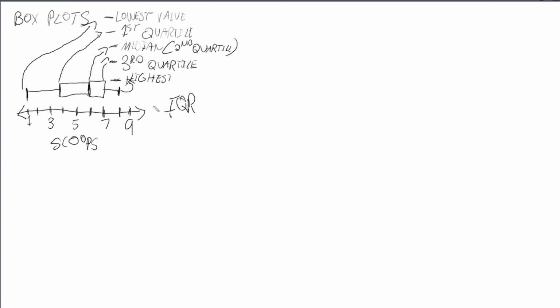And with your interquartile range, you're going to be able to find out what values are outliers. Now, let's go ahead and apply that to this scenario. We're going to have a median of 6. First quartile is going to be 4, and your third quartile is going to be 7.